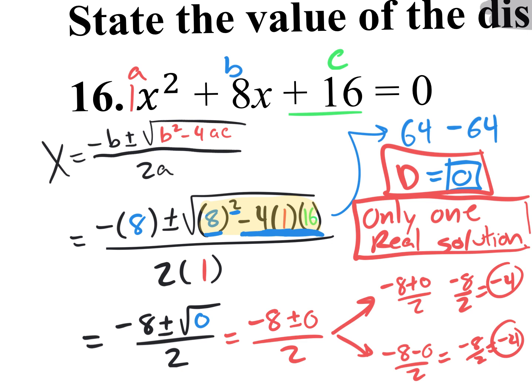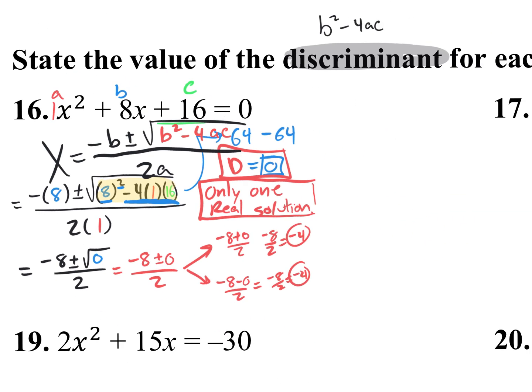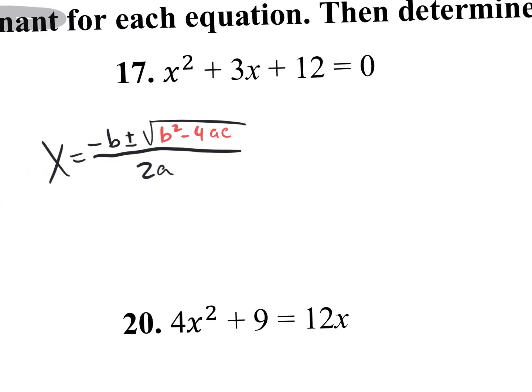Okay, so we're not asked to find the actual answers right here. There's only one answer, -4. Right here in this section, they're just saying, what is the discriminant? Do the math. We got 0, so the discriminant is 0. And then conclude how many real answers you are going to have. You only have one real answer. We actually went through and found that one real answer at -4. Let's move on to this next one, number 17.